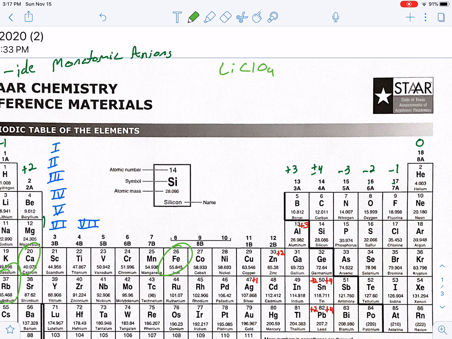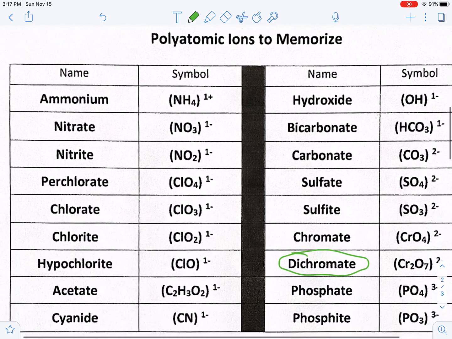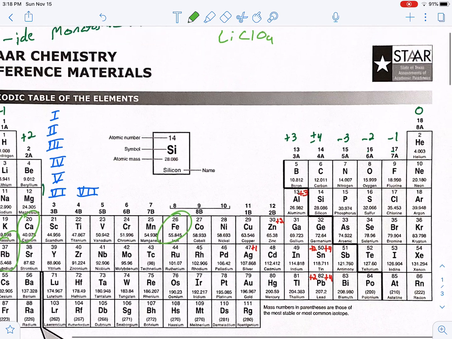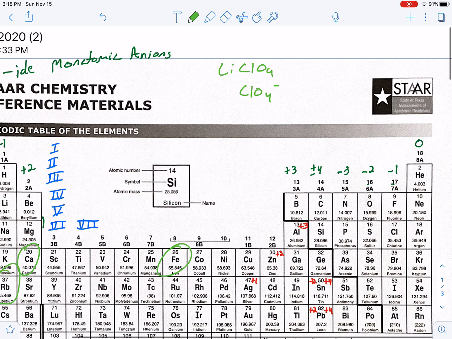Okay, so again, I always start with my anion. I'm going to go ahead and figure out what that is by itself. If I look up ClO4, ClO4 is right here. It's perchlorate. Okay, so I know I'm dealing with ClO4 with a -1 charge.